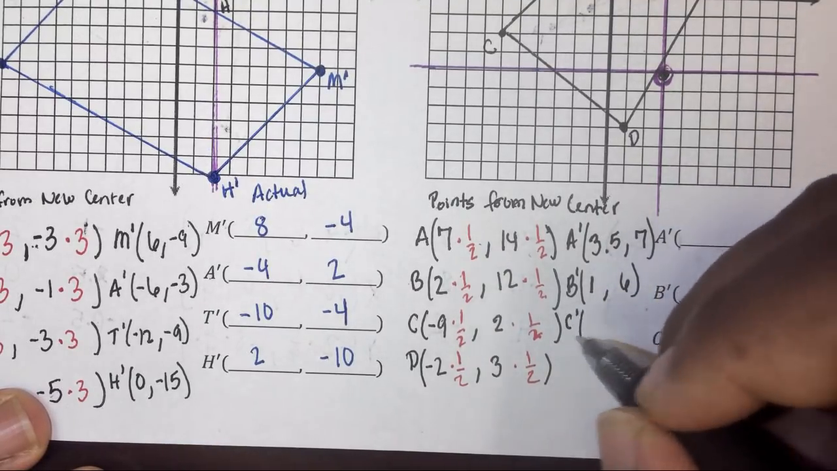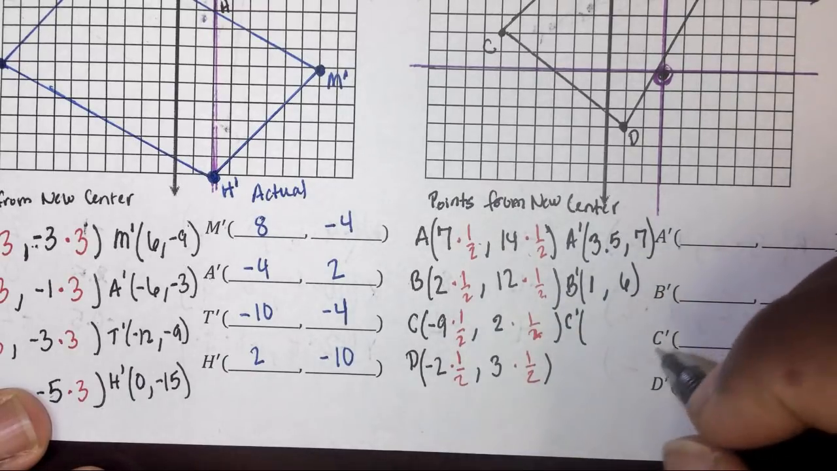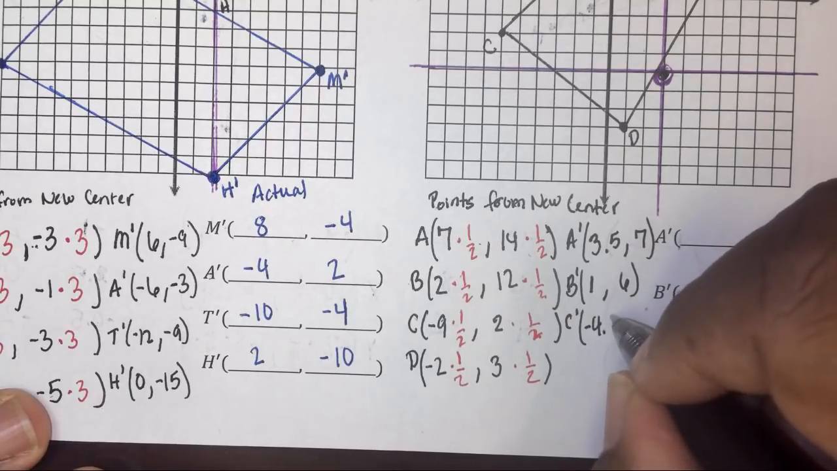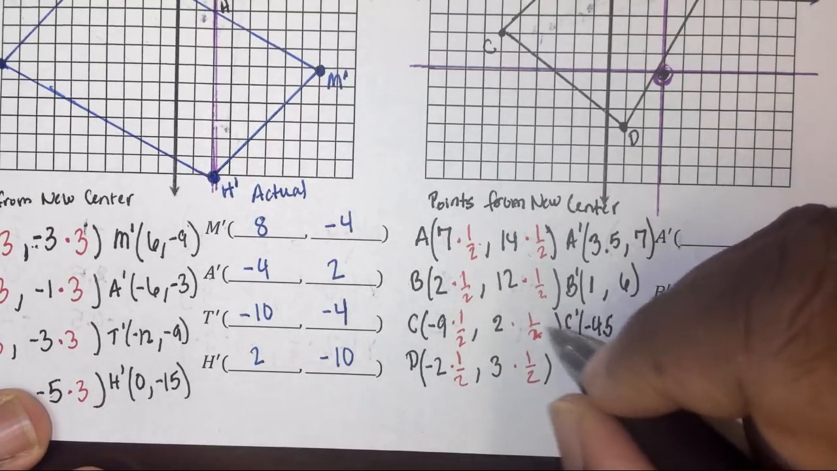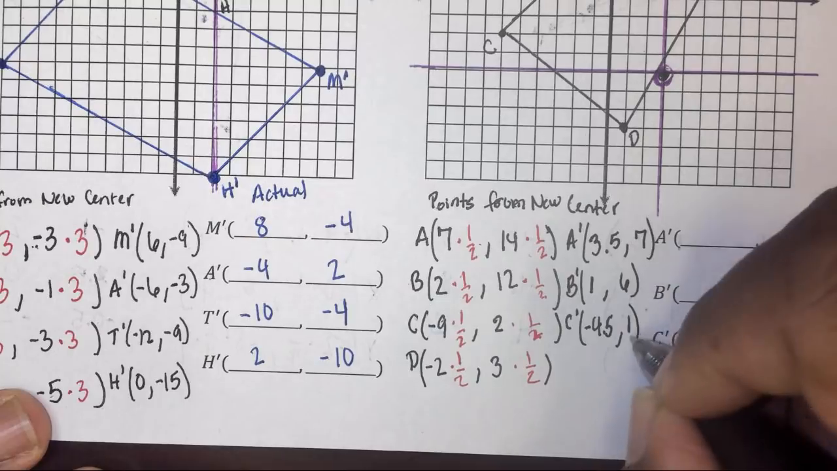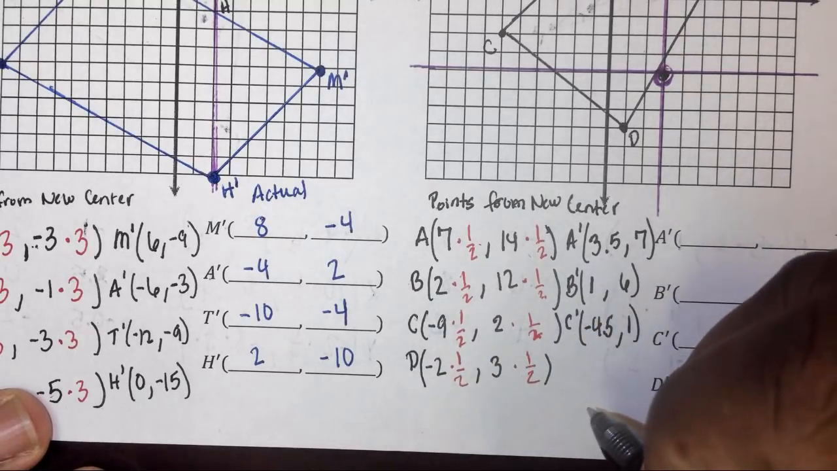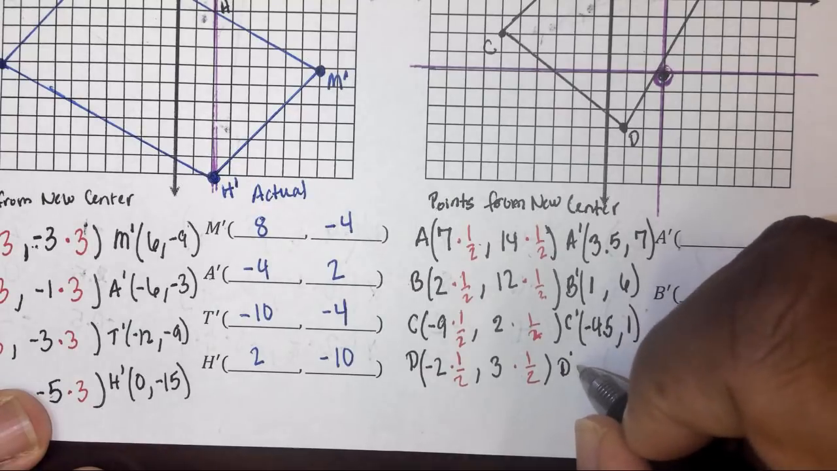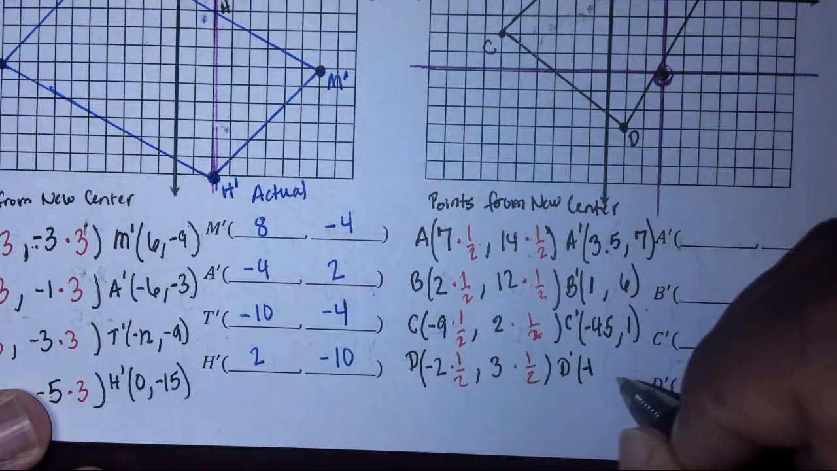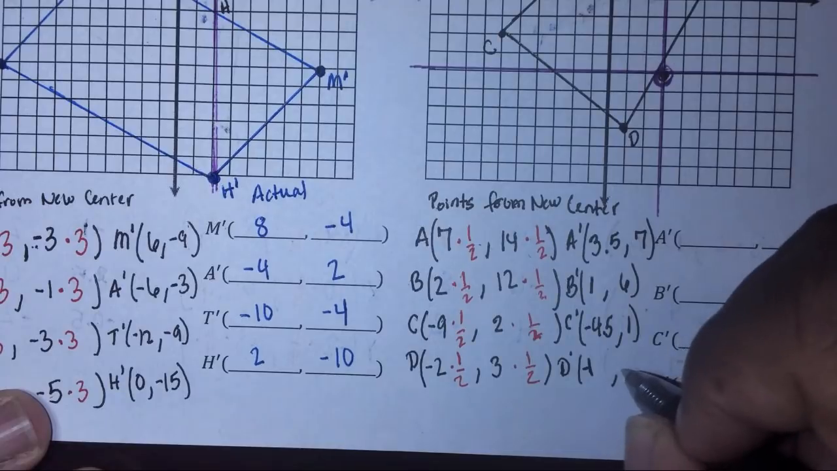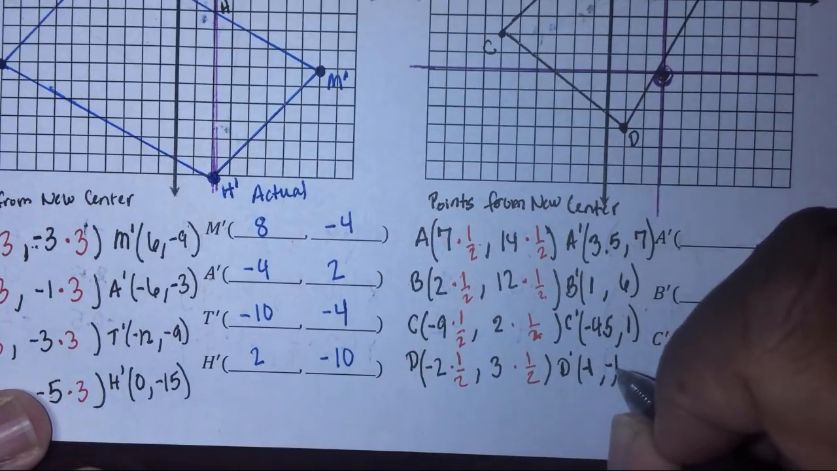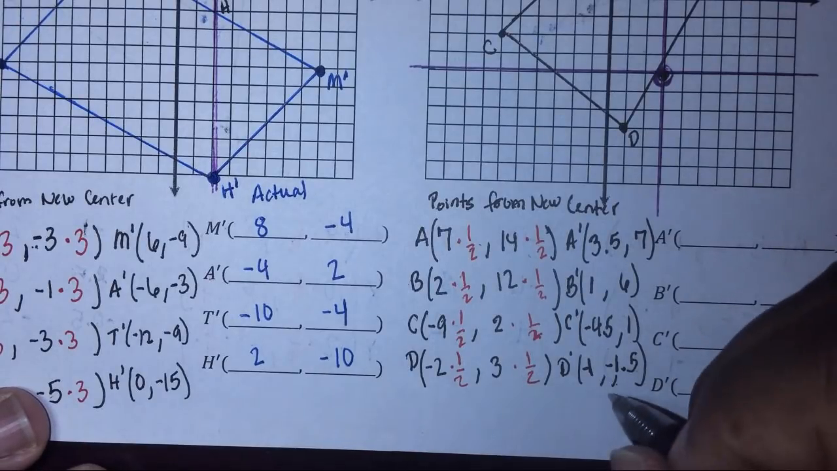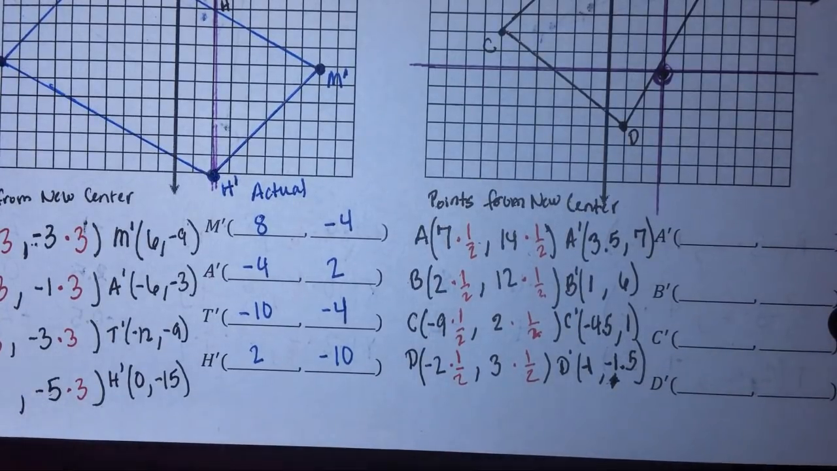C prime, -9 divided by 2, that's going to be -4.5. It's a decimal. And then 2 divided by 2 is going to be 1. And then this one, -2 times 1 divided by 2, -1. And then you're going to have -1.5 for your last piece. I wrote an extra comma there.